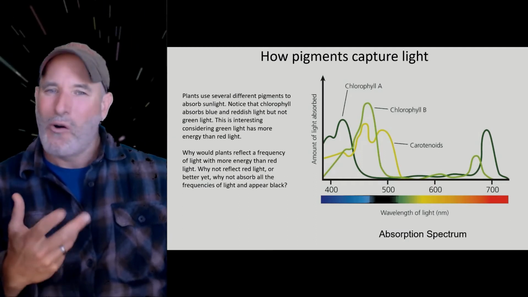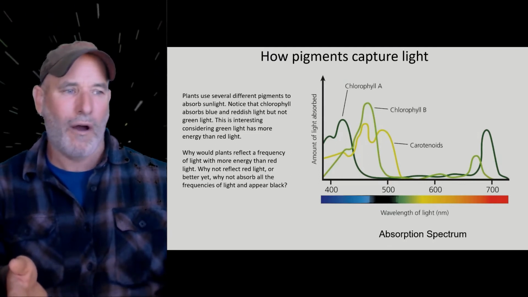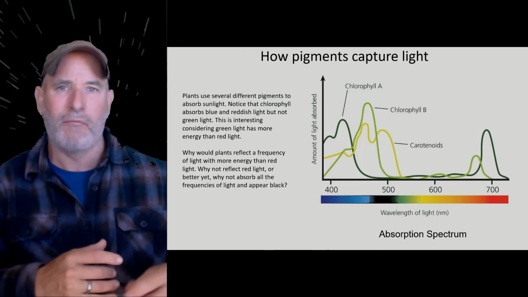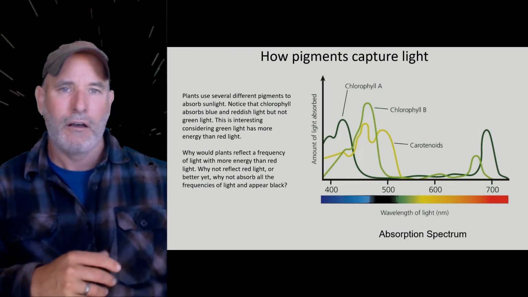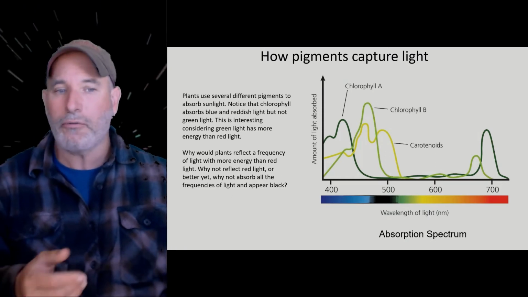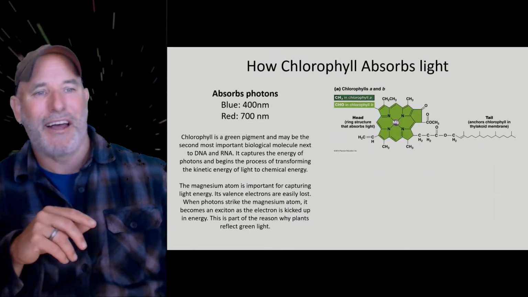I know. Why wouldn't a plant just be black, right? Or why not red? Why would you reflect green light when it's clearly got more energy than red light? Or why not be black? Why not have a black leaf that absorbs all the frequencies of light? There must be an answer to that.